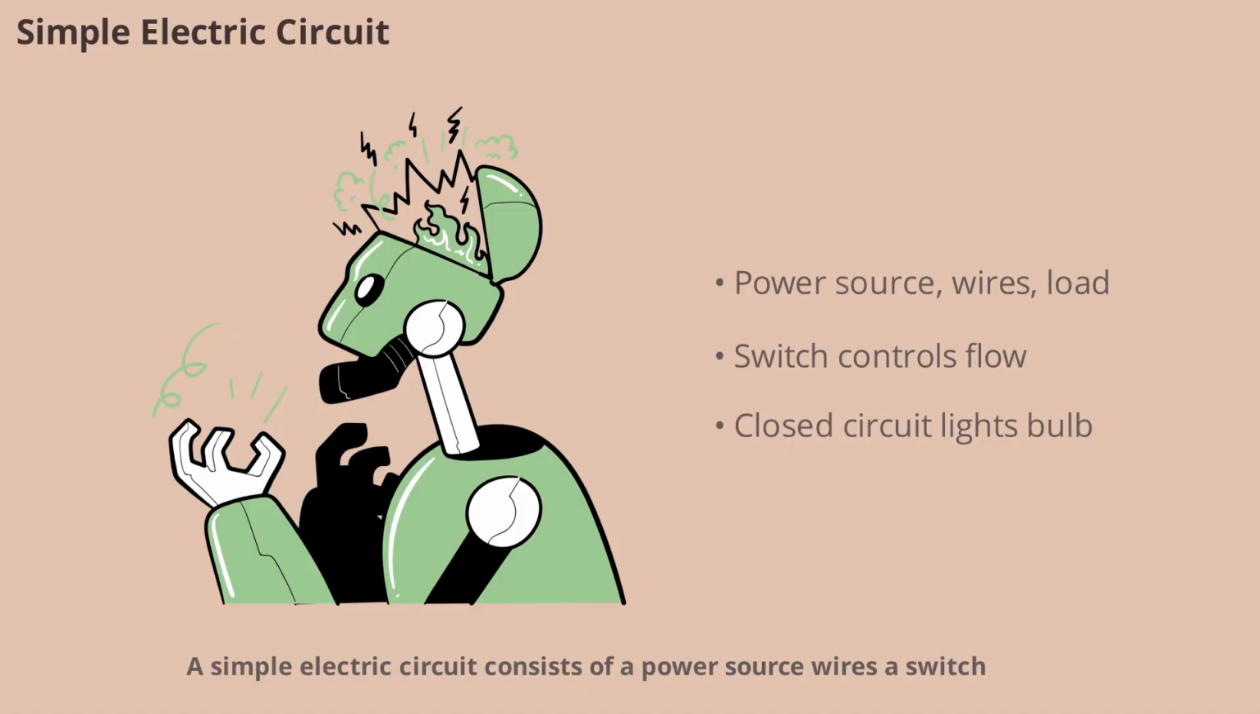A simple electric circuit consists of a power source, wires, a switch, and a load like a bulb. When the switch is closed, current flows from the power source through the wires and the load, lighting the bulb. If the switch is open, the circuit is incomplete and no current flows. This basic setup is the foundation for understanding more complex electrical systems.